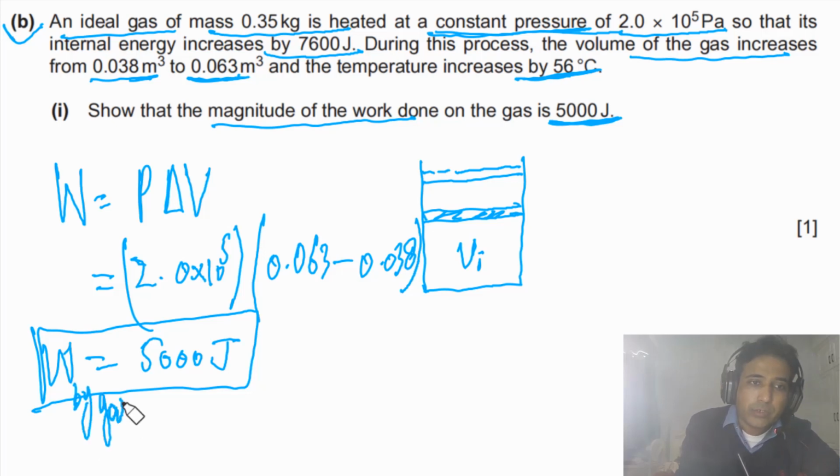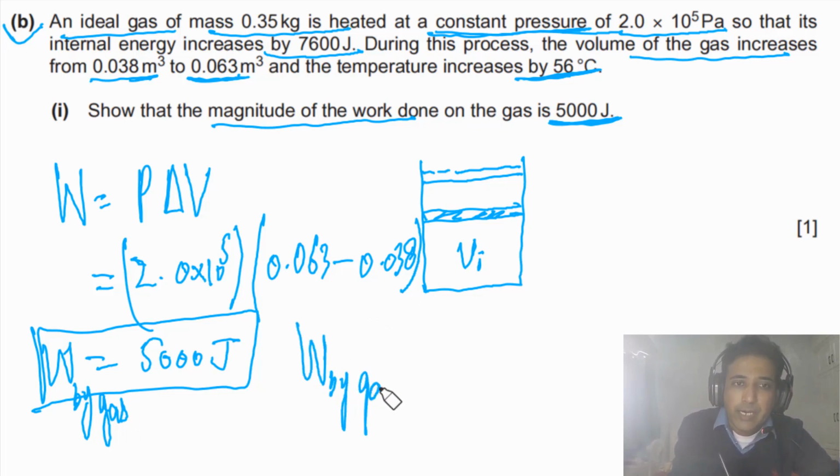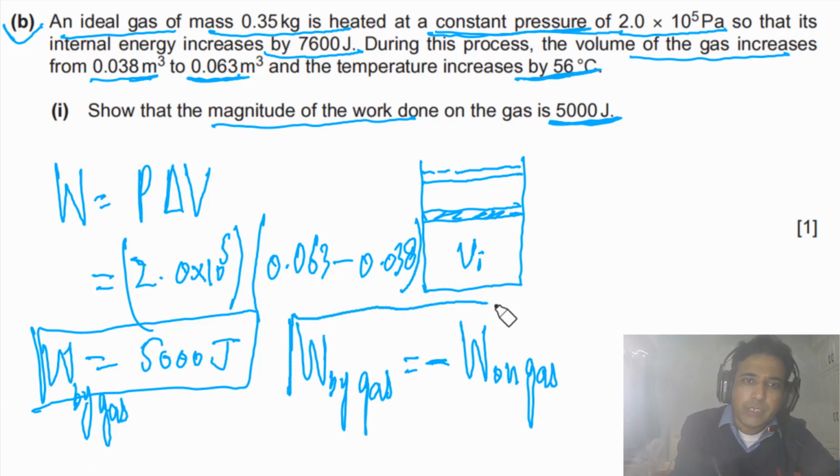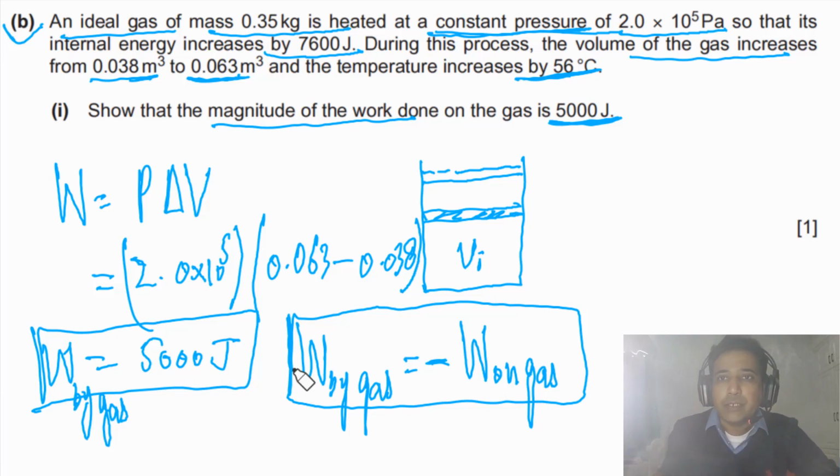In this case, work done by gas is positive, and work done on gas is the negative of work done by gas. If the question asks you to calculate work done on gas, simply, not the magnitude, the work done on gas in this case is negative because work is done by gas. So these are some important points you need to understand. Next time they can ask you about these concepts, so try to understand these things.